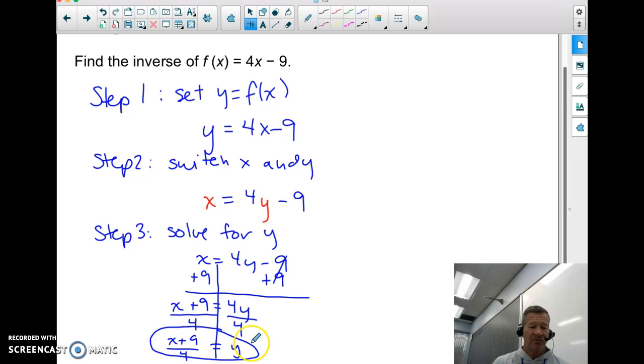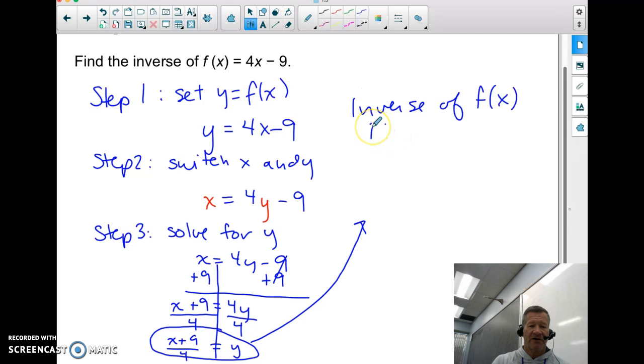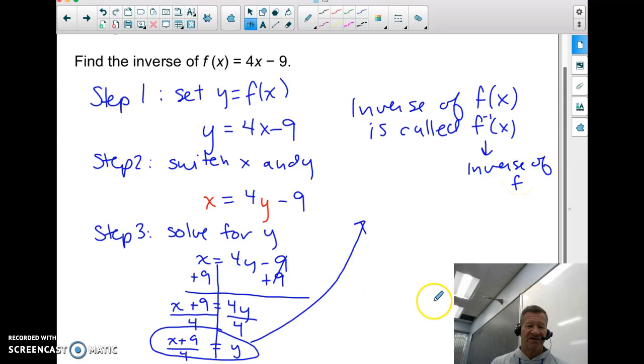Now, as we get a little more advanced, we will use an inverse notation. We say the inverse of f of x is called f of x with a little -1 right here. It looks like a negative first power, but it's just notation. That's f inverse of x. Okay? This is just the inverse of f when you see that notation.